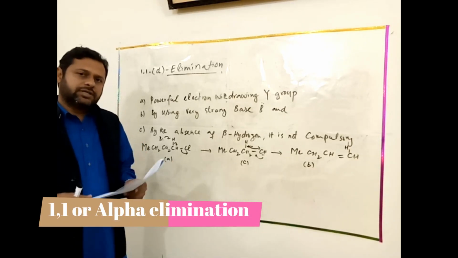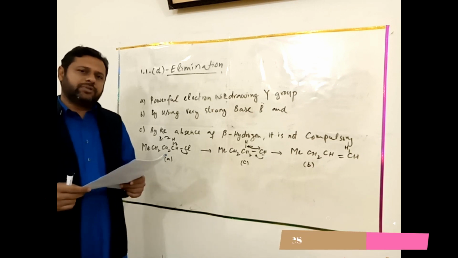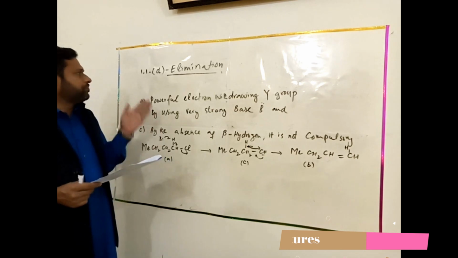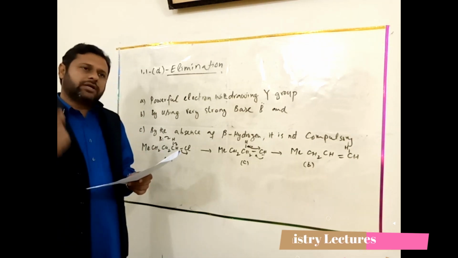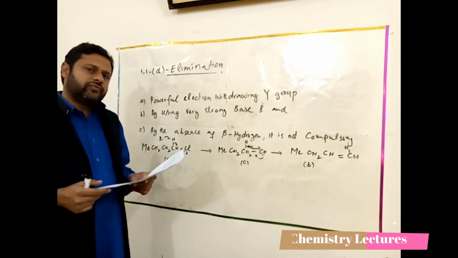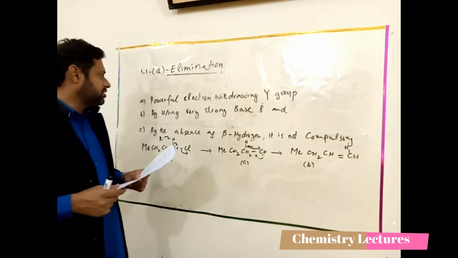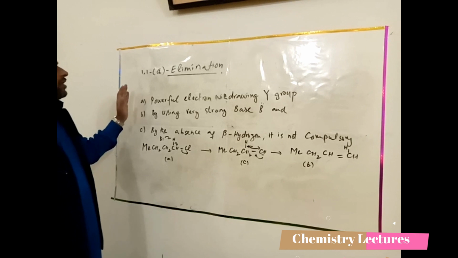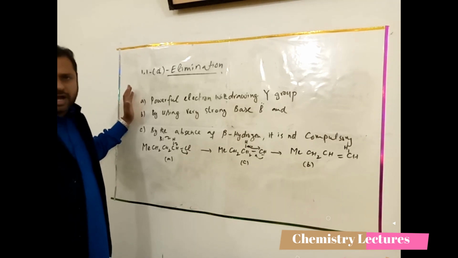Today we will discuss the last topic of the elimination reaction, which is 1,1 or alpha elimination reactions. As you know, alpha elimination reactions are those reactions in which both the atoms or groups leave from the same carbon atom, and these types of elimination reactions are called alpha or 1,1 elimination reactions. For alpha or 1,1 elimination reactions to occur, there are some conditions. These are very rare types of reactions.